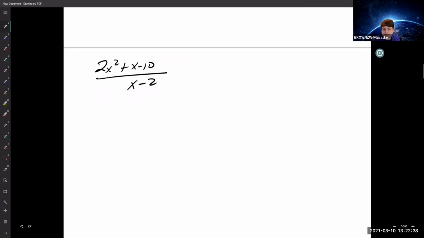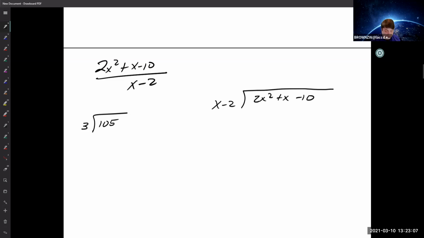So we have something like x minus 2 going into 2x squared plus x minus 10. We're going to literally break this up as a long division problem. What I want to look at here is, this is going to be silly, but breaking down a numerical long division problem step by step and working out, okay, how do we do this?